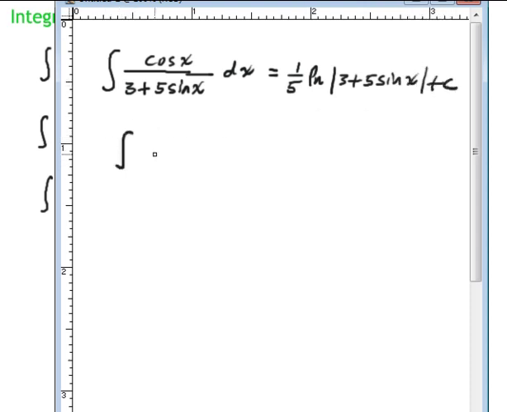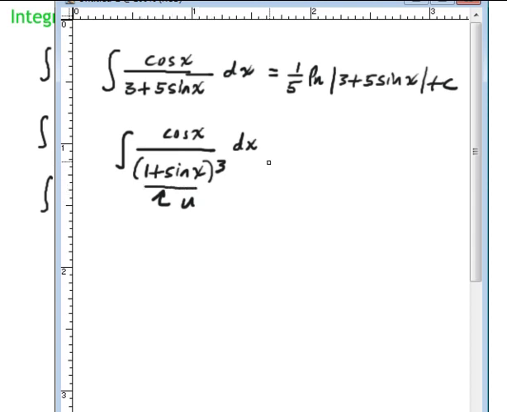Or let's say we had something like this: 1 plus sine x cubed in the denominator and cosine x in the numerator. This is a simple u substitution. Putting u equal to 1 plus sine x reduces this to the integral of u to the minus 3 du, and we know how to continue that.